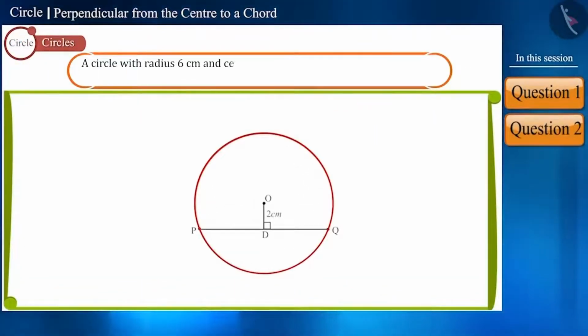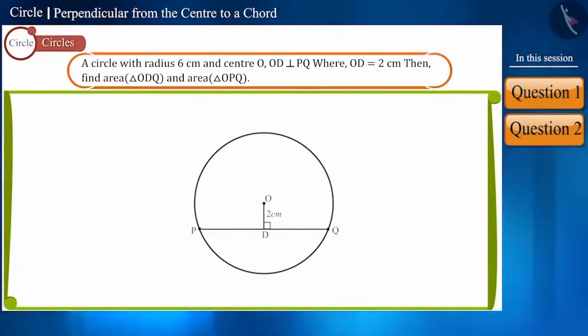A circle with radius 6 cm and center O has a perpendicular OD drawn on chord PQ, where the length of OD is 2 cm. Now, find the area of triangle ODQ and triangle OPQ. You can also pause the video and try it yourself.